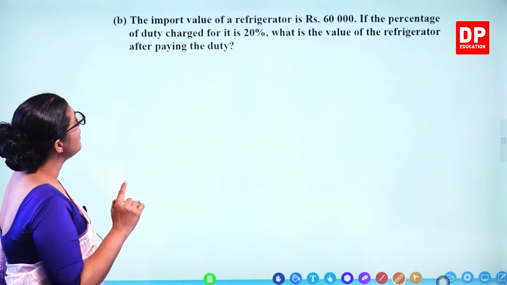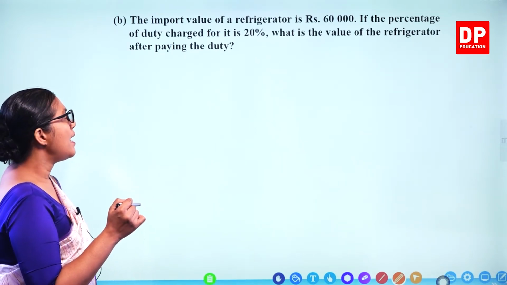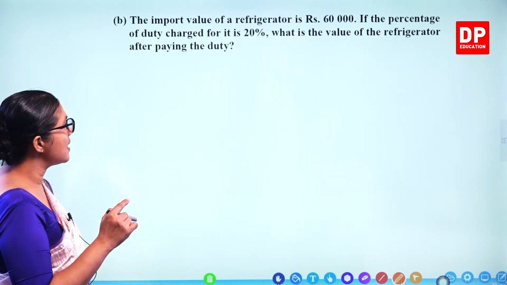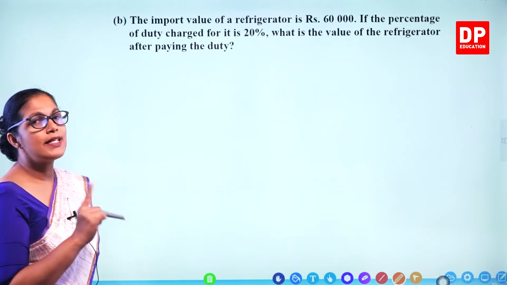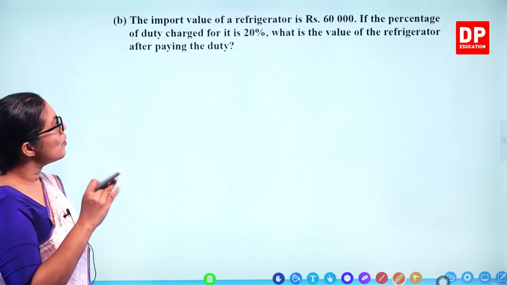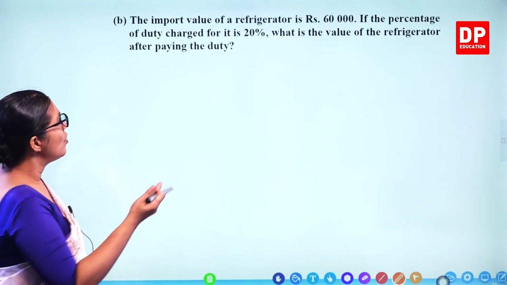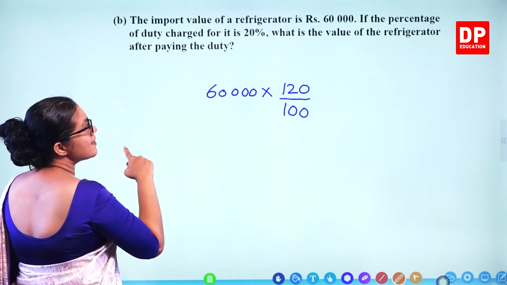Part B. The import value of a refrigerator is 60,000 rupees. If the percentage of duty charged for it is 20%, what is the value of the refrigerator after paying the duty? So if it's 100, you have to pay 120 rupees. So if this is 60,000, you can easily multiply by 120 over 100. So that's the final value.